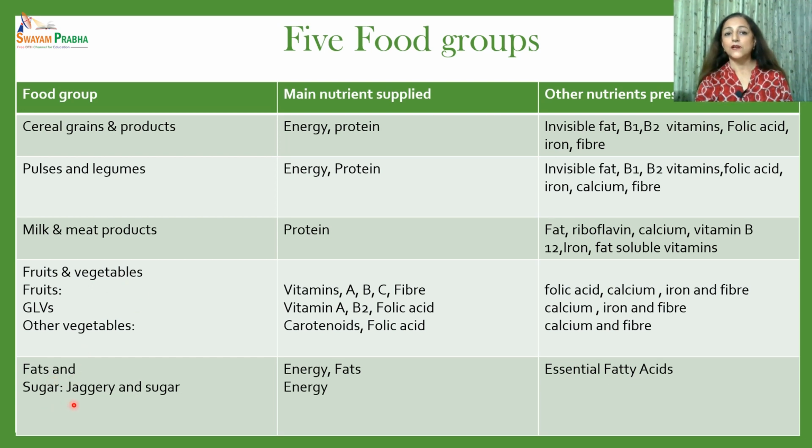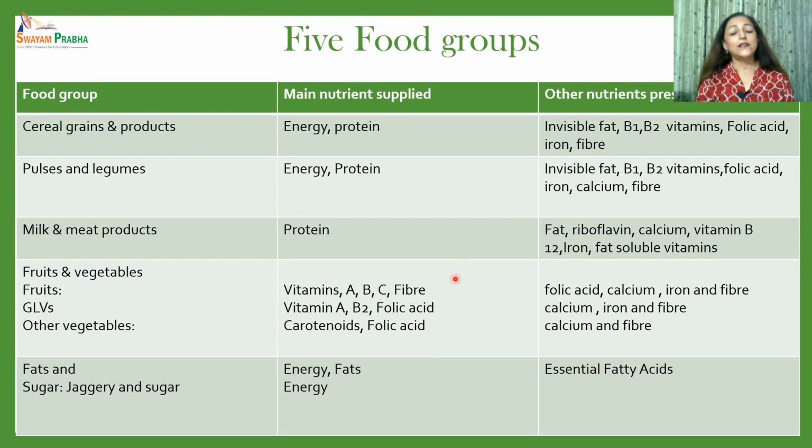So what are the main nutrients which are supplied by each group? We take cereal, grains and products for energy and protein, pulses for energy and protein, milk and meat products for getting protein, fruits and vegetables for various vitamins, minerals and fiber, and we take fats and sugar for taking care of energy and needs of fats.